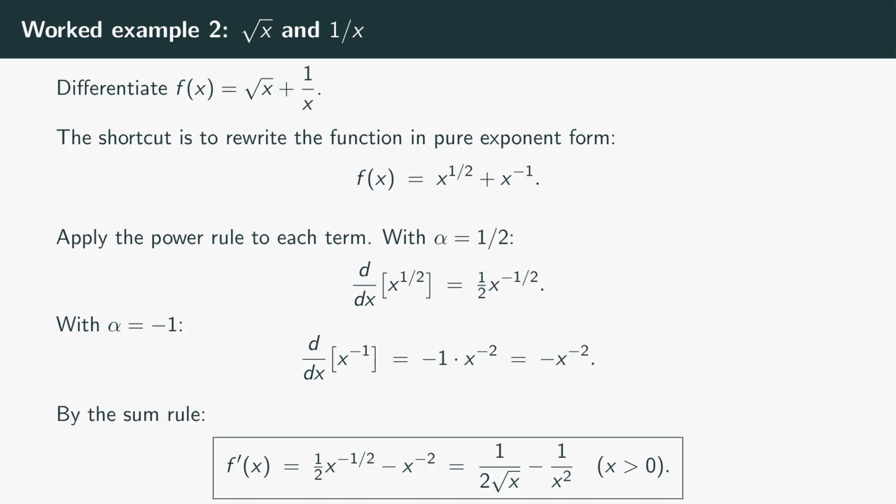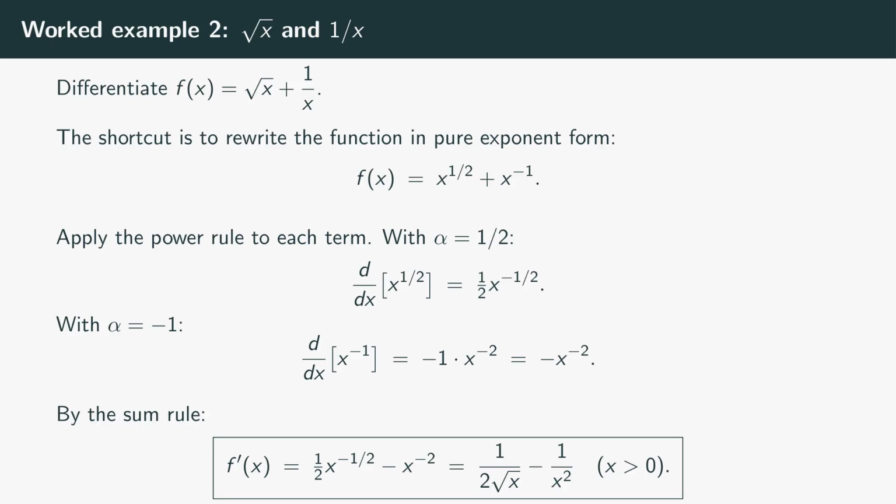Second example, designed to flex the fractional and negative exponents. Differentiate square root of x plus 1 over x. The move is to rewrite everything as a pure power of x before you start differentiating. Square root of x is x to the 1/2. 1 over x is x to the minus 1. So f is x to the 1/2 plus x to the minus 1.